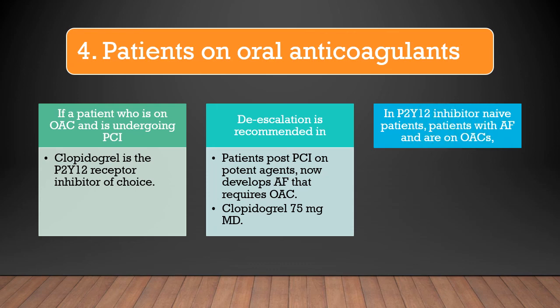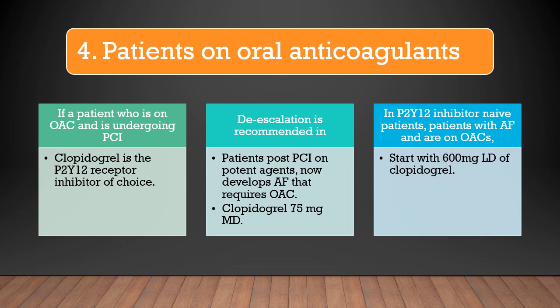In P2Y12 inhibitor naive patients, patients with atrial fibrillation and on oral anticoagulants start with a 600 mg loading dose of clopidogrel. So this is the difference between the two groups. In naive patients, give a loading dose, and on the other hand, if the patient had some sort of increased risk for bleeding or AF or things like that, just proceed with a maintenance dose.